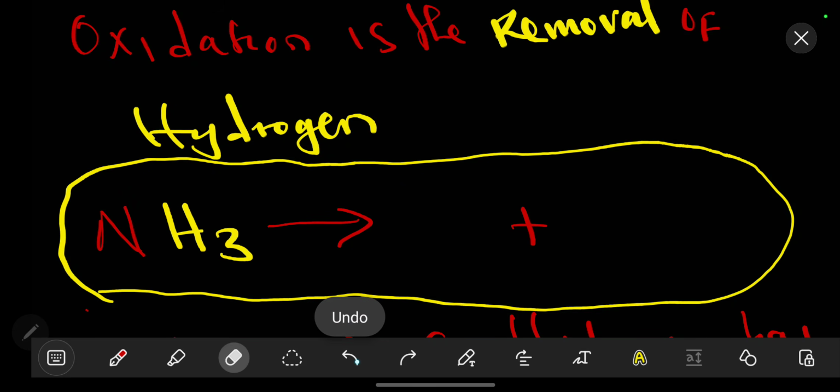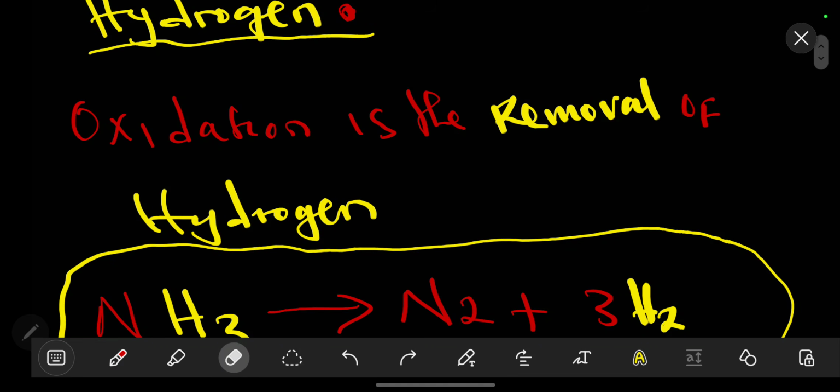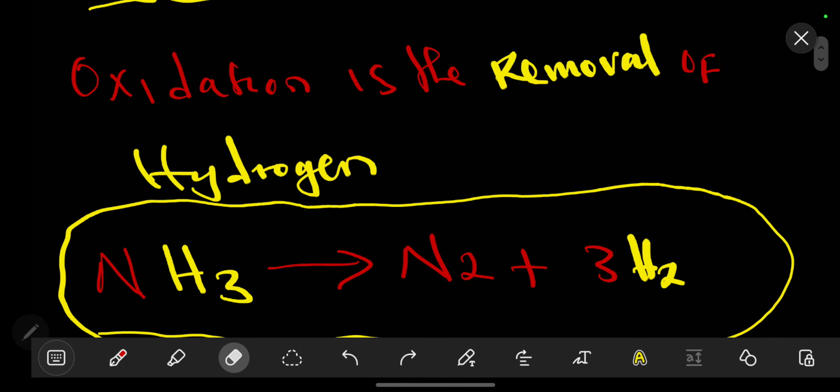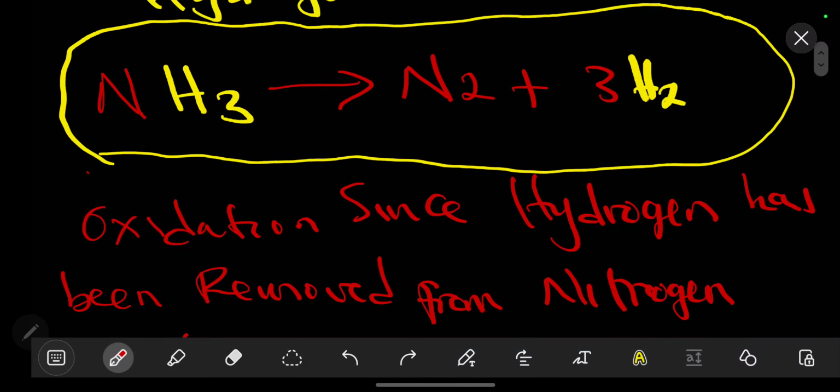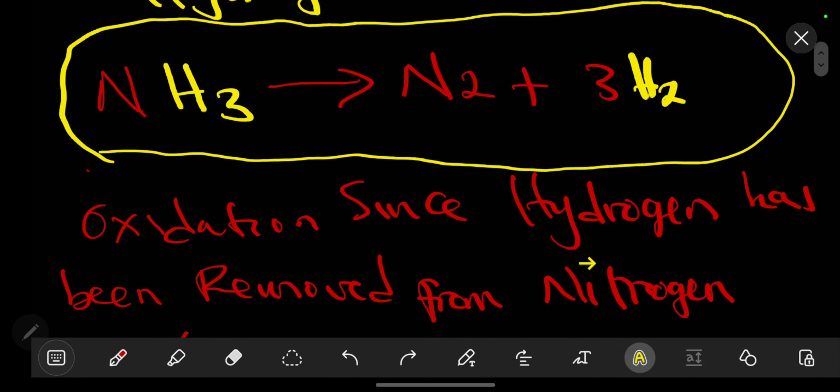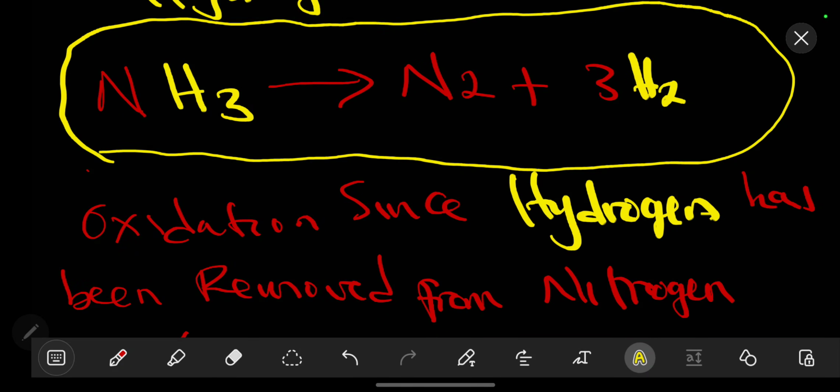So let's say we have ammonia, then it breaks down to form nitrogen and hydrogen like that. So this reaction is oxidation since hydrogen has been removed. We can say this is oxidation since the hydrogen that is here has been removed. That means it has been removed from nitrogen. That means to say that's oxidation.